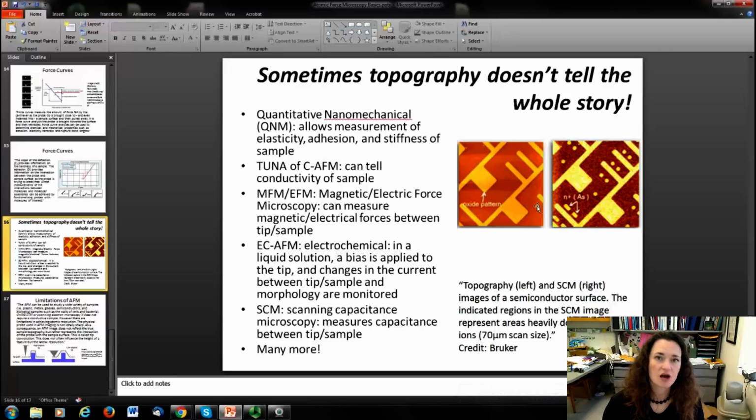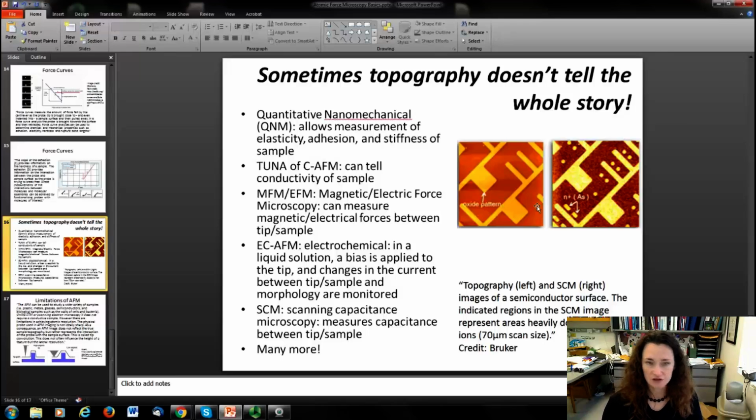And there are a lot more modes out here than I really have time to discuss. They're coming out with new modes all the time. Even in the 20 or so years that I've been doing this, they've come out with a ton. And it seems that AFM is more versatile and can do even more things pretty much every day.